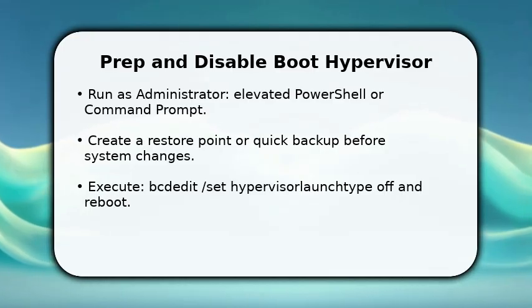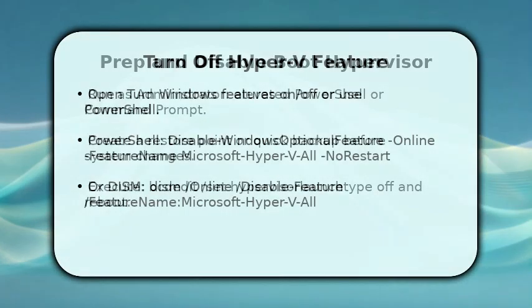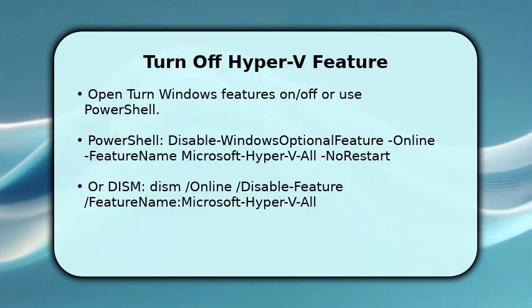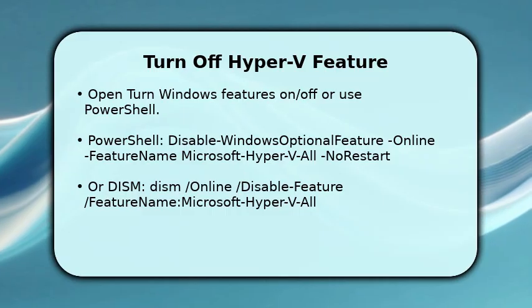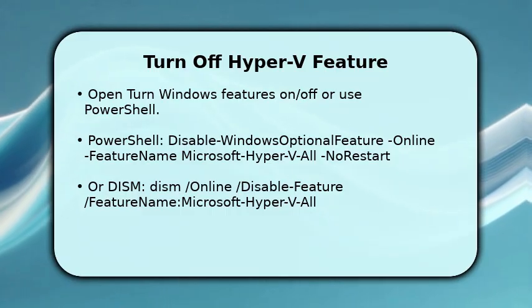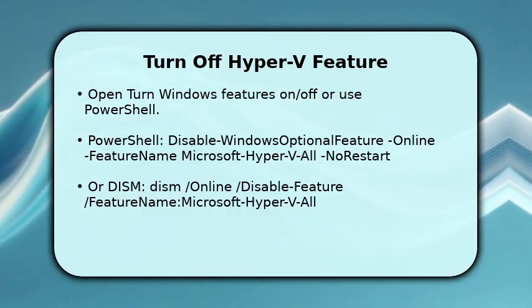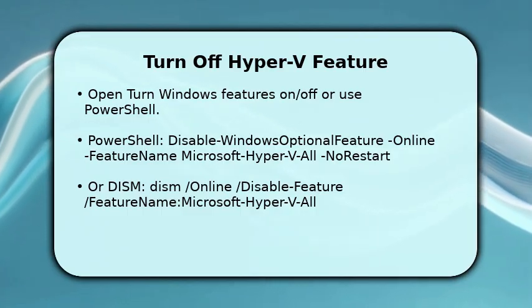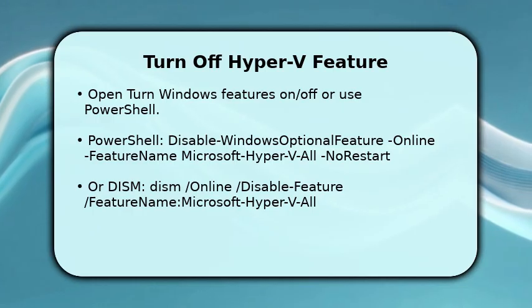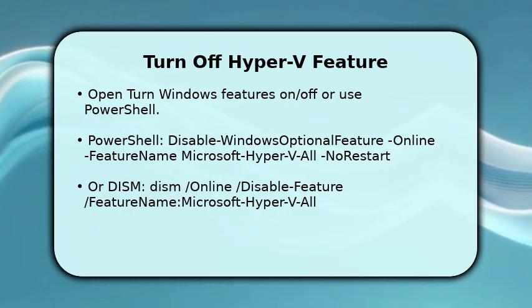Open Windows Features and uncheck Hyper-V, or run PowerShell: Disable-WindowsOptionalFeature -Online -FeatureName Microsoft-Hyper-V-All -NoRestart. This removes Hyper-V components without forcing an immediate restart. Alternatively, use dism /online /disable-feature /featurename:Microsoft-Hyper-V-All for scripted environments.